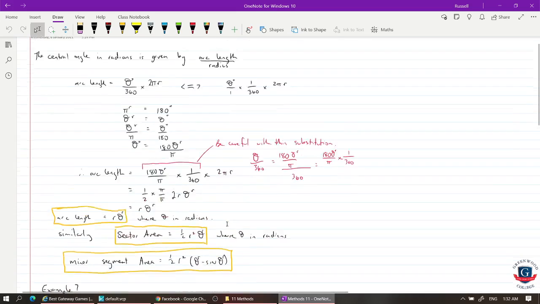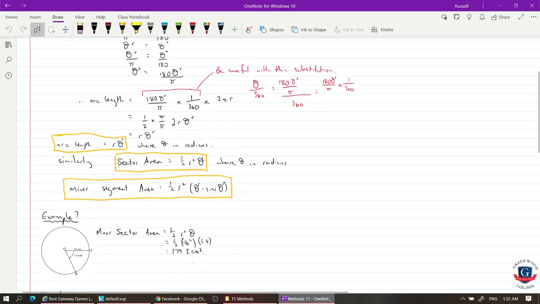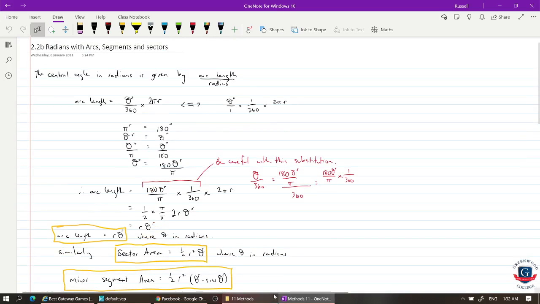And that takes a rather complicated little exercise and makes it quite simple. So I would now attempt exercise 2C and have a go, and you'll see that it's not really as confusing as it at first seems.